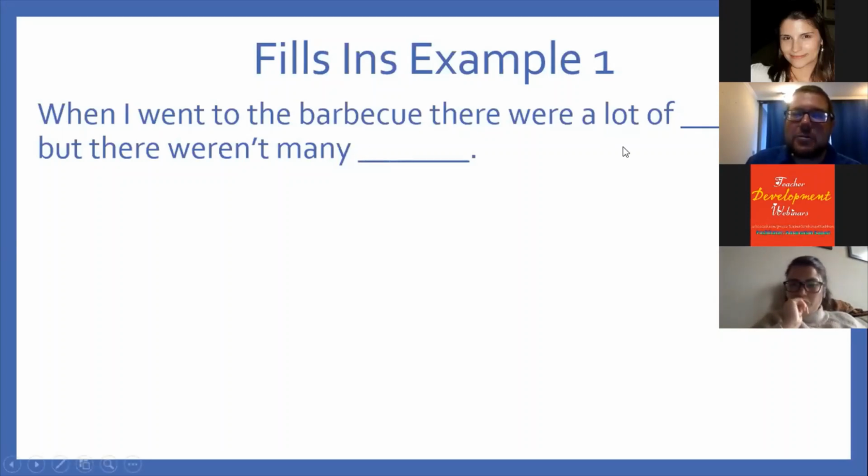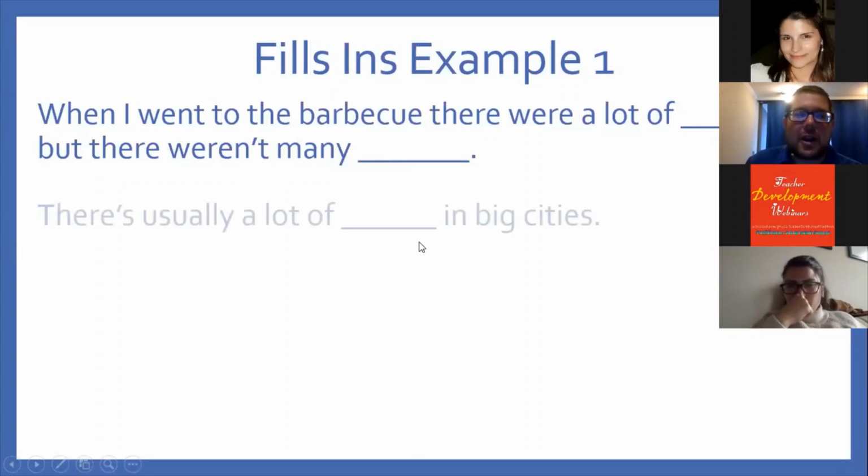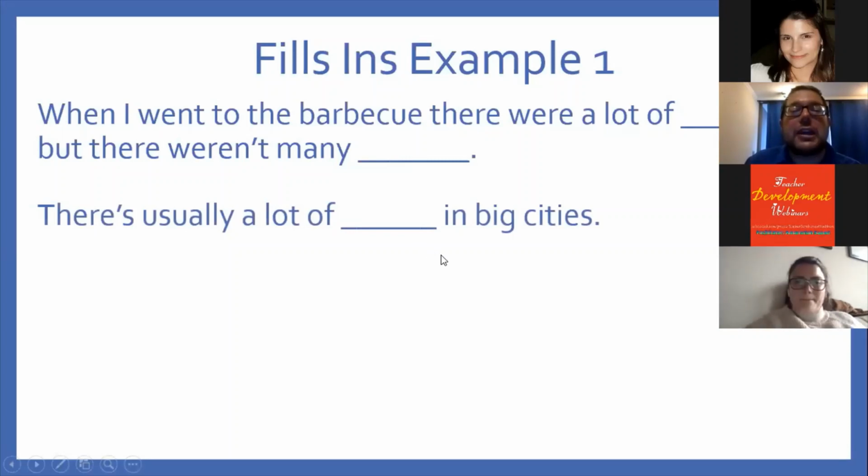So if we have the sentence, there's usually a lot of blank in big cities. Right? There's usually a lot of blank in big cities. Okay. Buildings, rats, pollution, cars. Okay. So here, drug addicts. Okay. Unfortunately, I think that's true.